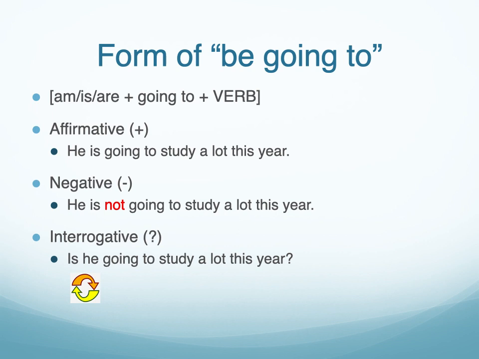The negative is almost the same, but we just add our negative word not, and that's going to go after the verb to be. So he is not going to study a lot this year. Or, of course, we could use a contraction, he isn't going to study a lot this year. And then the interrogative, again, we're going to change the word order. He is going to switch or change to is he. So we just change the order of those two words for the question. Is he going to study a lot this year? And that's how we would form be going to.